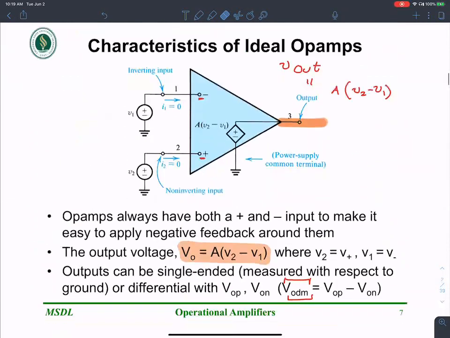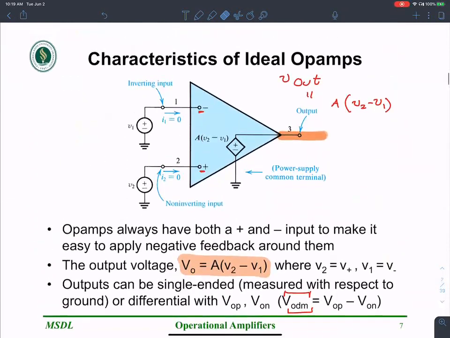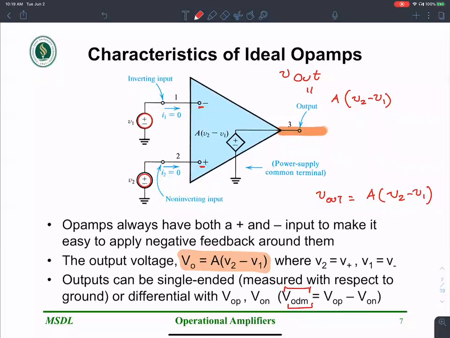Now, the relationship between output and input has been defined to be: V output is an amplified version of the difference between the inputs. This is what we saw in the last class. If there are two inputs that I am applying, then the difference between them is shown as the output after an amplification.